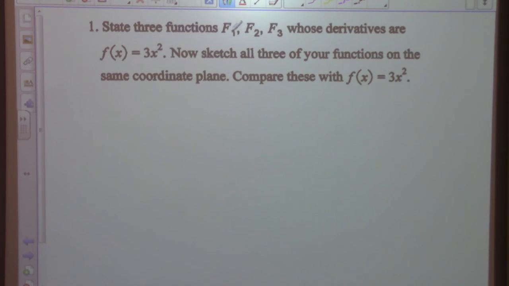Okay, and here's that exercise. State three functions, big F1, big F2, big F3, whose derivatives are little f of x equals 3x squared. So I want you to find three functions. It's a process of you trying to work at finding what the antiderivative is of that. You're going backwards. So I want you to just find one function. And then we'll talk about getting three.